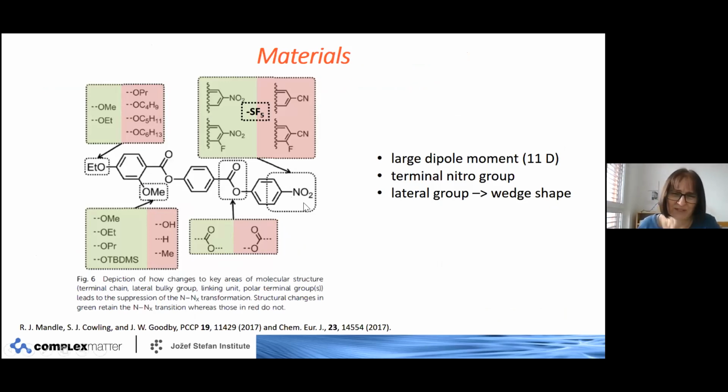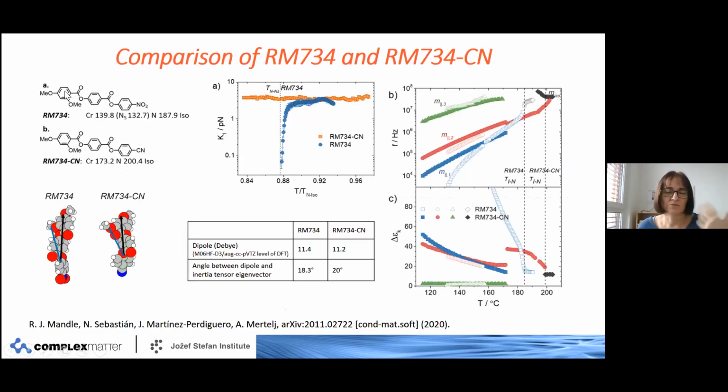But what is a bit strange or surprising is that if we replace this terminal dipole, which is a nitro group, with some other dipole, the phase completely disappears. And that's why we said, okay, let's take two materials: the one I was showing you the results for before, and one which is practically the same. The only difference is this dipole at the end of the molecule.